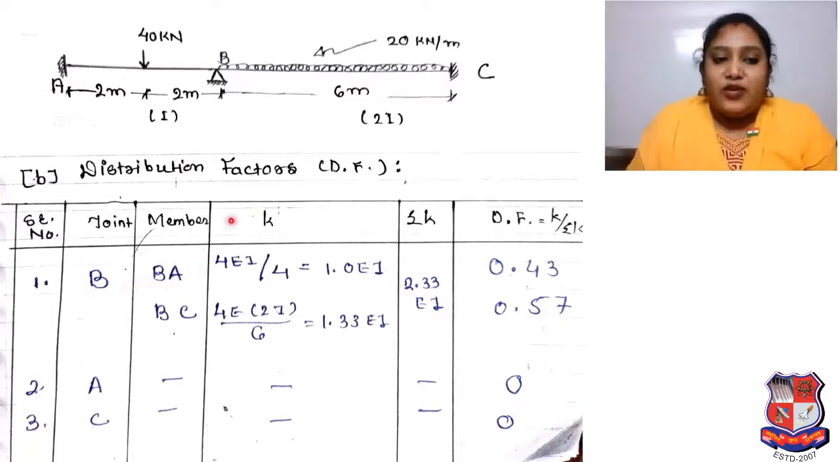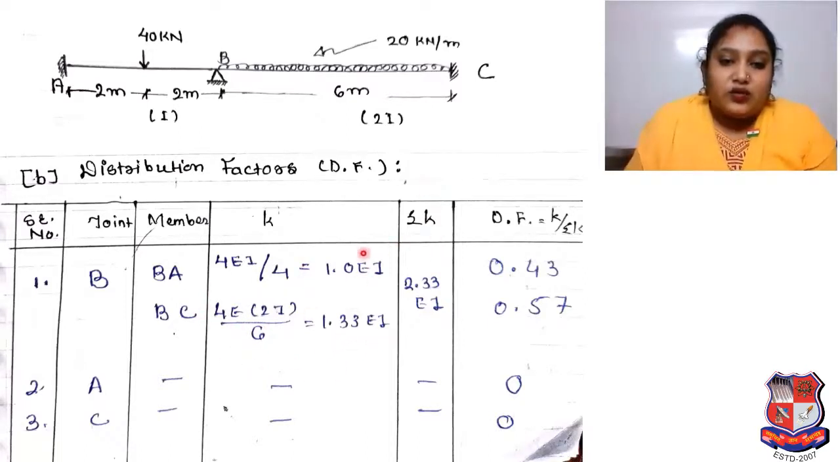And for B, member BA will be there, member BC will be there. Here again I and 2 EI, so here 4 EI by L will be there. Okay, so 4 will be cancelled, so 1 EI. And for the BC portion 4 EI by L, but EI is 2, so 4 into 2, so 8 by 6. Okay, so 8 by 6 is equal to 1.33 EI. Then 4 into 2, 8 by 6, or you can say 3 into 2, so 2 will be cancelled. So 1.33 EI.